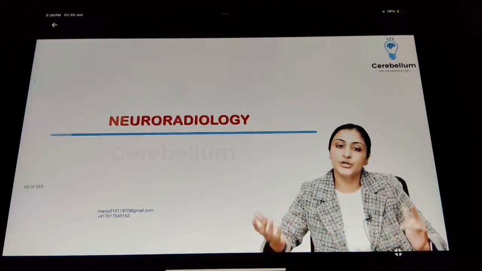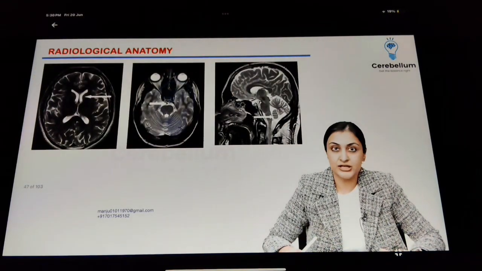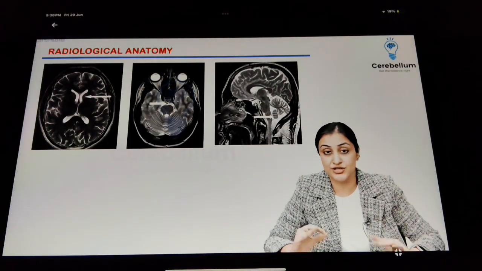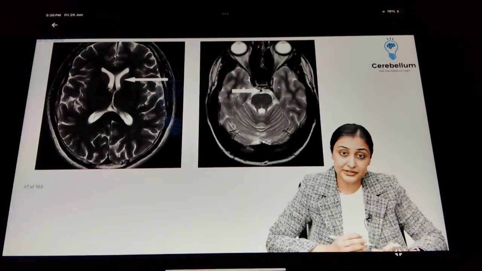Next, we will move on to neuroradiology. So now beginning with neuroradiology. The first thing I want to discuss is the radiological anatomy. This is where you get questions, pointing at a structure and they'll ask you associated questions. So I'm starting with the most important level here, which is the level of the basal ganglia.